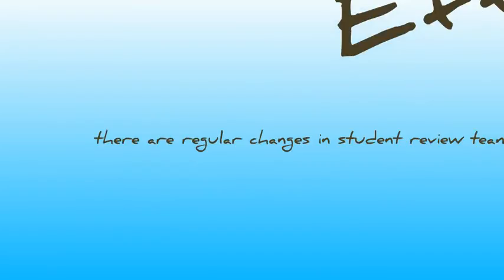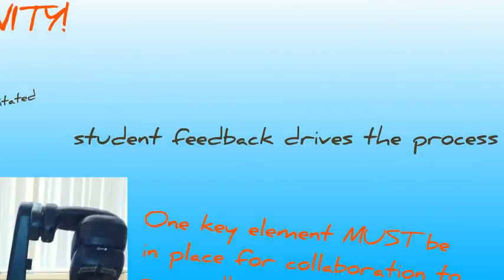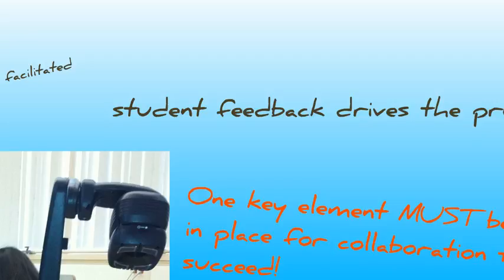The next aspect is that there are regular changes in the student review team. So students are regularly changing with one another whose papers they're reviewing, and they are getting different types of feedback from different people. The most important process, in my opinion, is that student feedback is driving the process. So if students are telling their teacher that something is not working for them in the peer review process, the teacher is listening to that, and their feedback is helping to drive the process. Collaboration is prominent and key in this process.